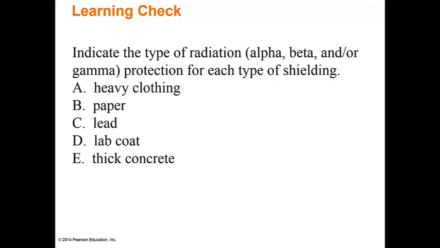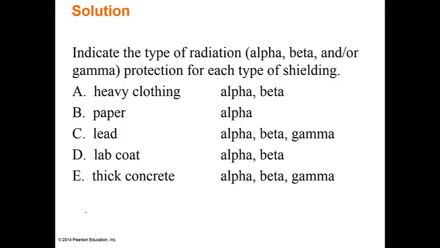So if we do this, what type of radiation do we protect against? Heavy clothing, that'd be beta; paper, alpha; lead, gamma; lab coat, beta; thick concrete, gamma, right? Let's see if we're right. Alpha, beta. Oh, I should have said alpha for all, because alpha will protect. I mean, it doesn't go through anything, so yeah. All right, so that's our introduction to radiation, and then we'll carry on into radioactive chemistry, and then we'll start talking about isotopes and all of that good stuff.